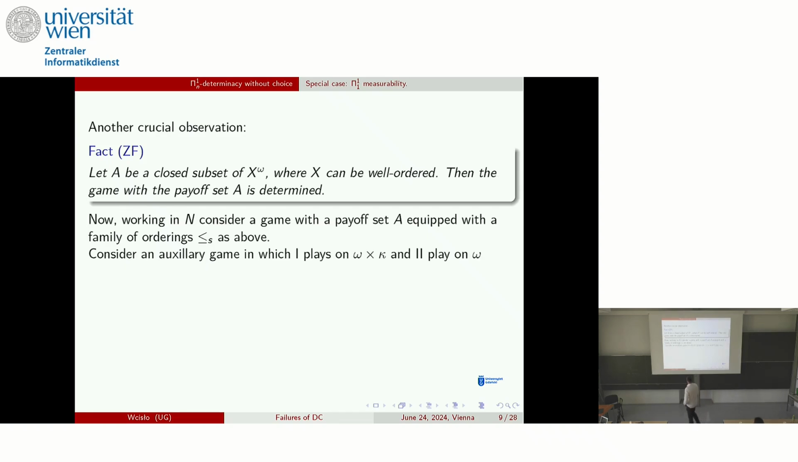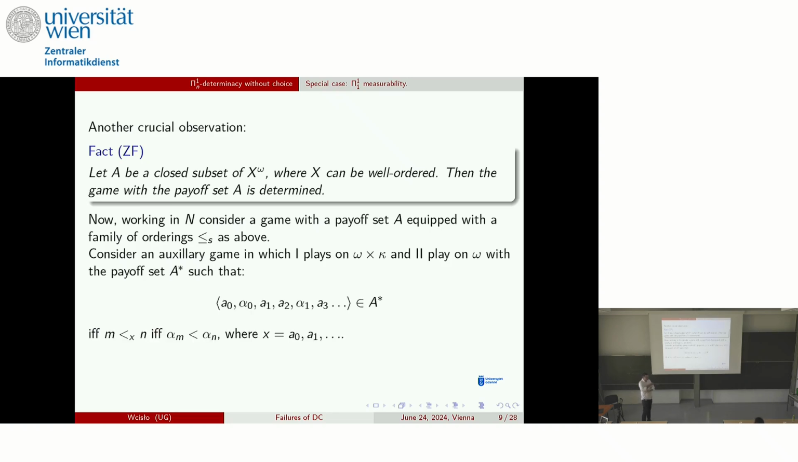Okay, so you work in N, in this intermediate model now. So now we specifically go to the intermediate model. You start with a game with a payoff set, which is Pi-1, as given by this family of orderings. As in the classic proof. I mean, essentially you go for the classic proof and check what small, tiny details have to be checked.